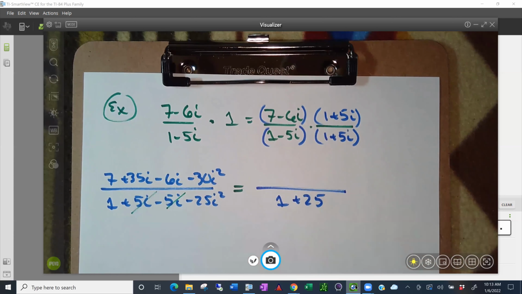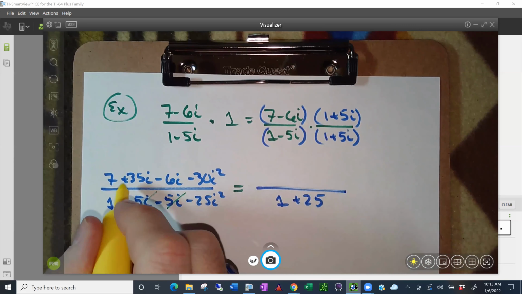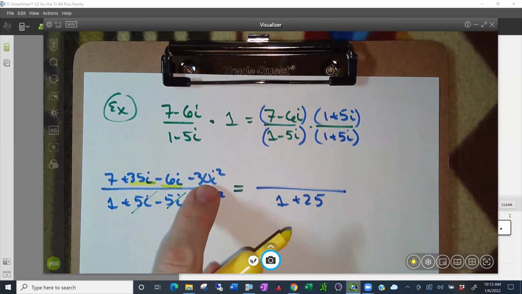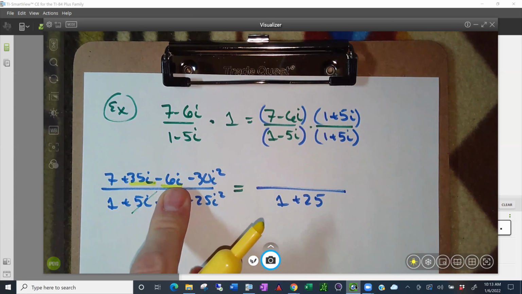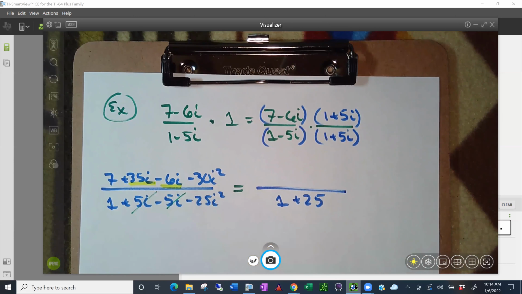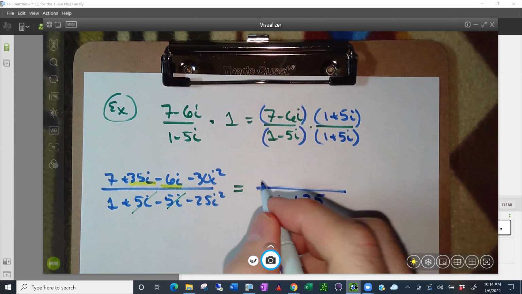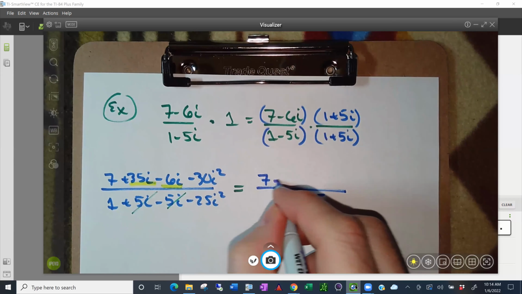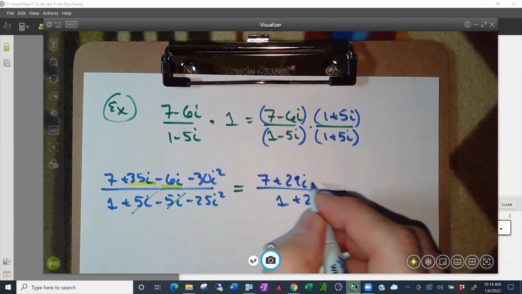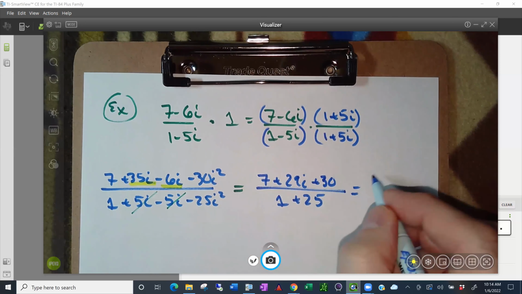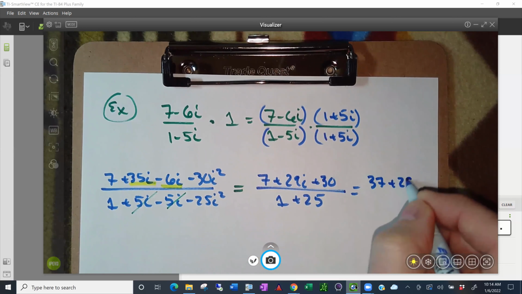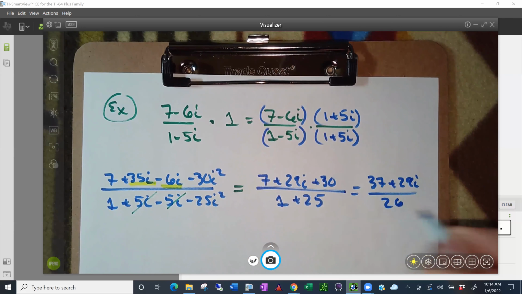In the numerator, you have some like terms that can be added. That'd be this one and this one. Hopefully you're careful to put an i squared there and realize that, oh, okay, I can't add an i squared term to a term that just involves an i. These are not like terms. 7 plus 29i. -30 times -1 is a positive 30. So I end up with 37 plus 29i over 26. And there's not much more you can do with that.